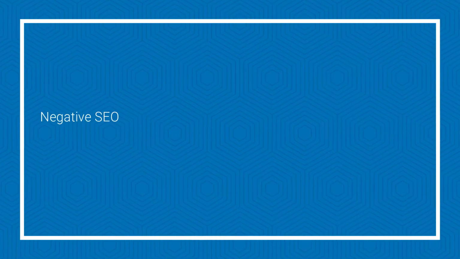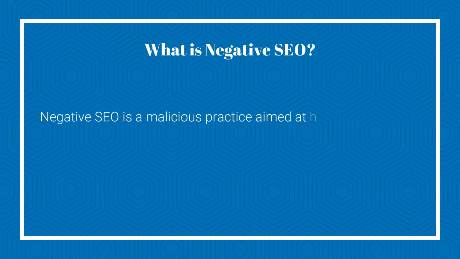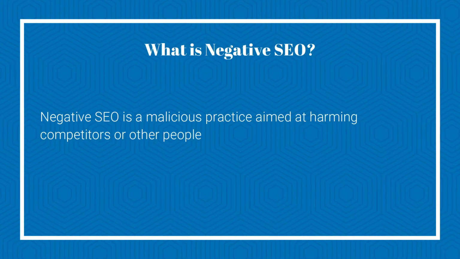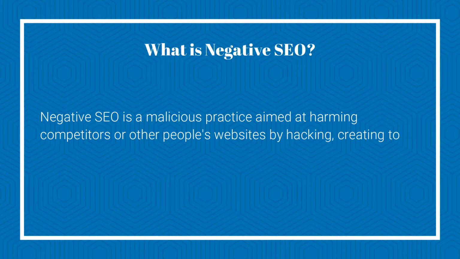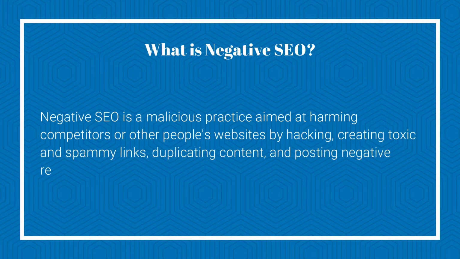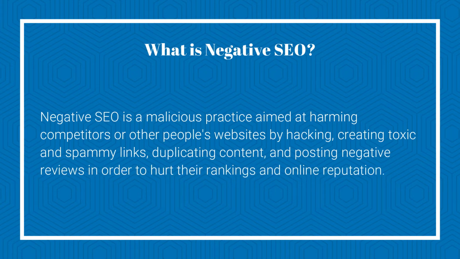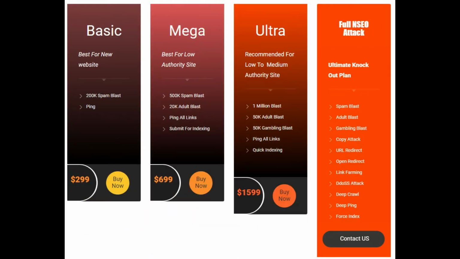And the last one is negative SEO. Negative SEO is a malicious practice aimed at harming competitors' or other people's websites by hacking, creating toxic and spammy links, duplicating content, and posting negative reviews in order to hurt their rankings and online reputation. Unfortunately, this practice is a lot more common than you might think, and the chance that it might happen to you is quite big, especially when you start growing your website.